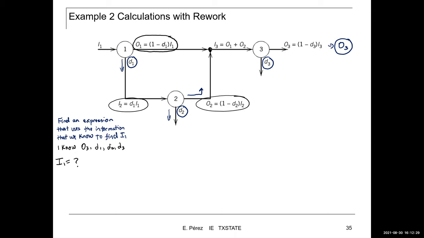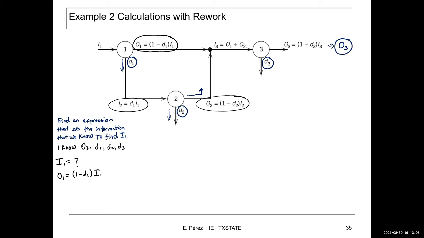Okay, so I'm going to start by listing some of these equations. So O1 is going to be equal to (1 minus D1) times I1, right? The output of 1 is going to be the input of 1 times 1 minus the defective rate. So if the defective rate is 5%, the output of that machine will be the input times 95%. 95% of the parts are going to be good. So I'm going to multiply that by the input.